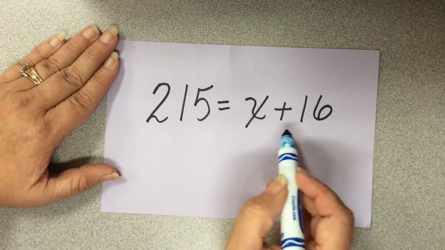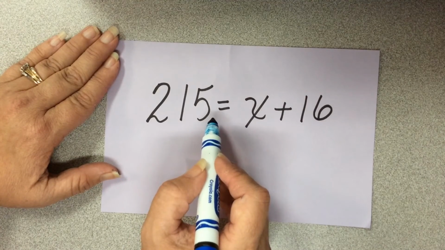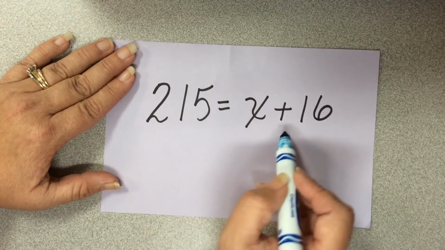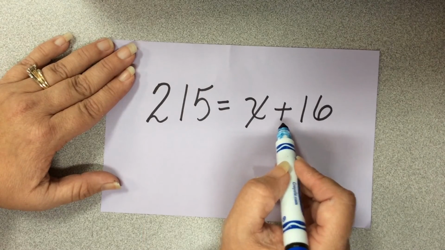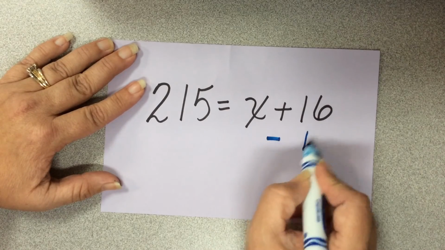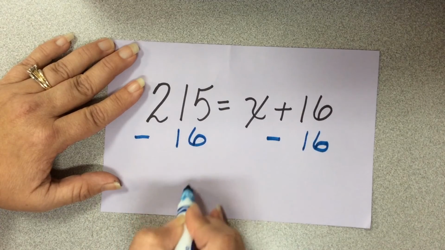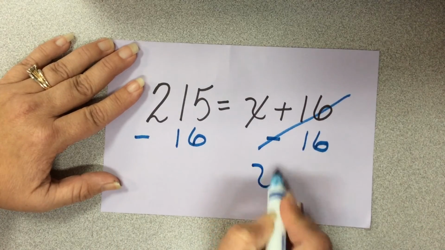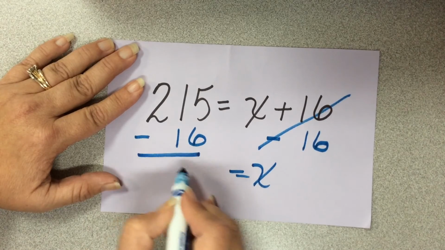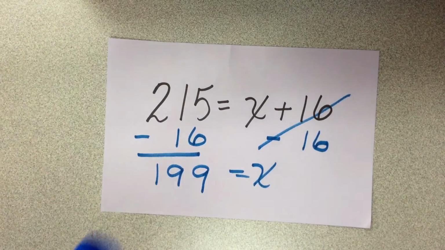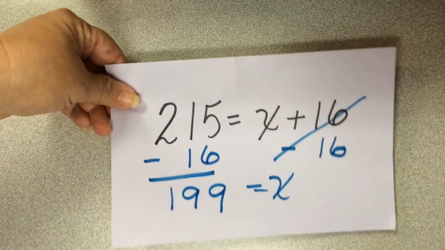Okay, here, the variable is on the right side of the equal sign. That's not going to change my approach at all. I still am going to do the opposite of what's there. So the opposite of adding 16 is subtracting 16. If I subtract 16 on this side, then I've got to subtract 16 on this side. Over here, I'm left with just x. Over here, when I subtract, I get 199. Okay? So you must balance your equation. Okay? That's how you learn how to solve equations.